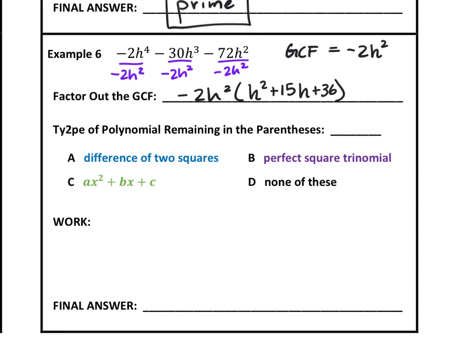And so I have to check, remember, what I have left in parentheses. Is it one of these methods? Okay, so is it a difference of 2 squares? It has 1, 2, 3 terms. So it's not a difference of 2 squares. Is it a perfect square trinomial?